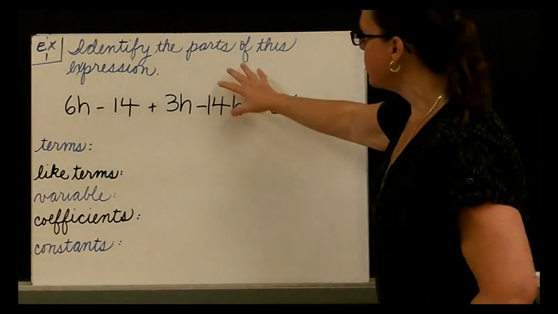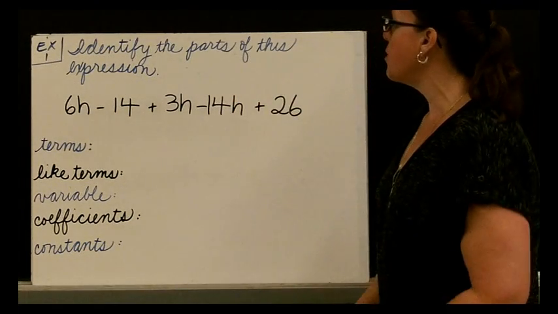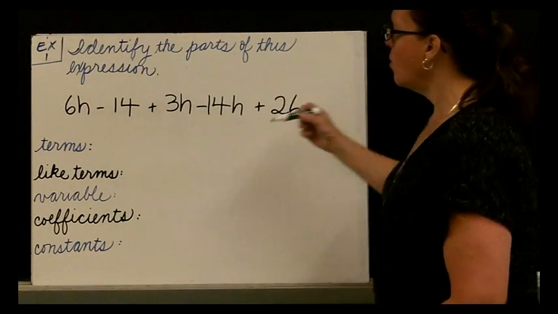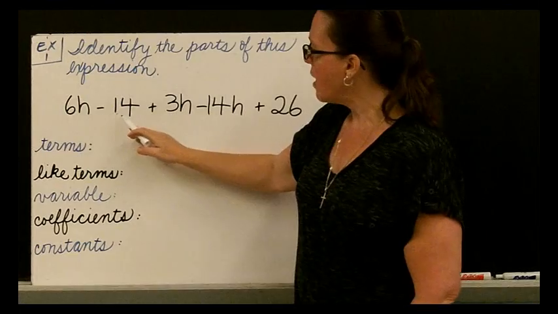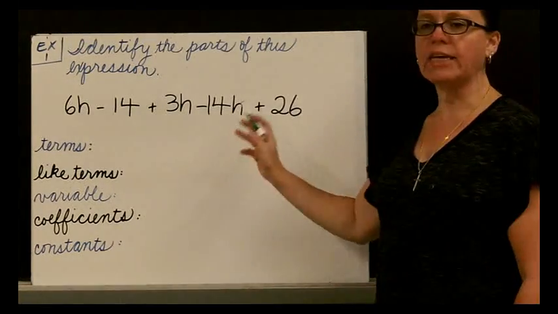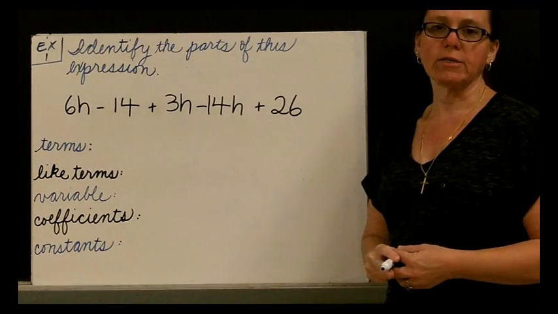Let's take a look at our first example. It says, identify the parts of this expression. Wow, take a look at this. We have 6h minus 14 plus 3h minus 14h plus 26.